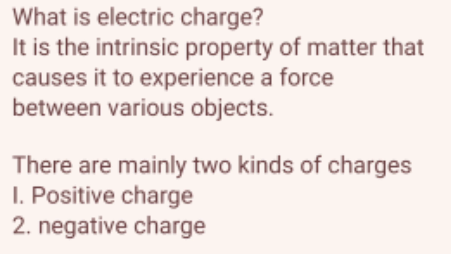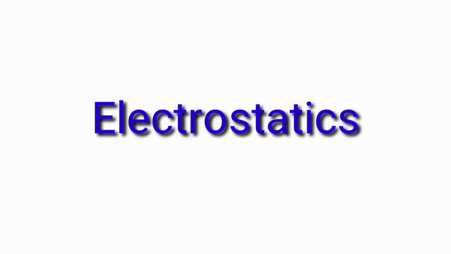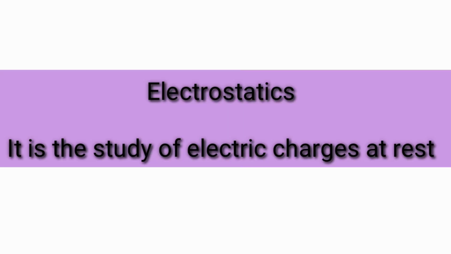There are mainly two kinds of charges, positive charge and negative charge. When we rub the plastic comb and the hair, the comb acquires negative charge. This charge resides on the surface of the comb itself. That means if some charge is put on an insulator, it stays at the same place, and these charges are at rest. Here in this chapter we are studying such charges at rest, which is called electrostatics. So electrostatics is the study of electric charges at rest.